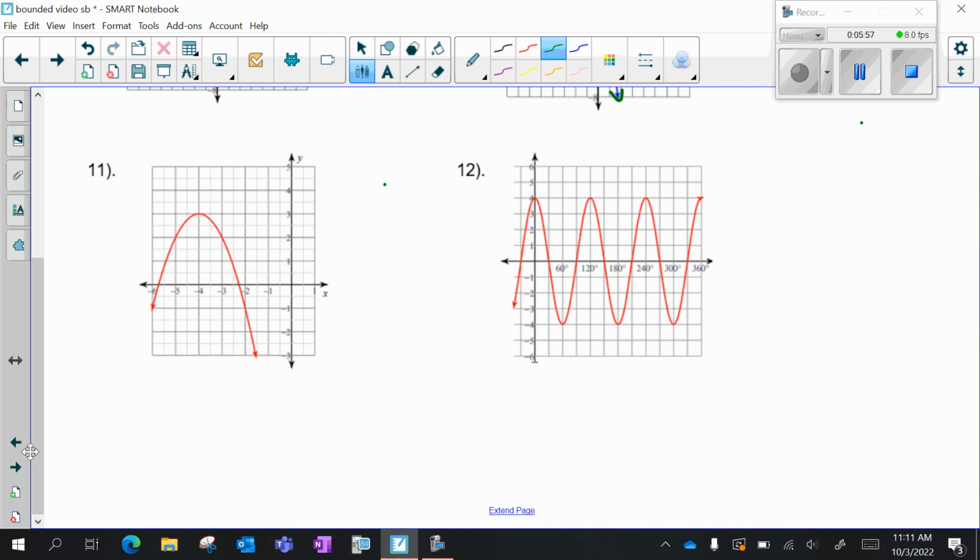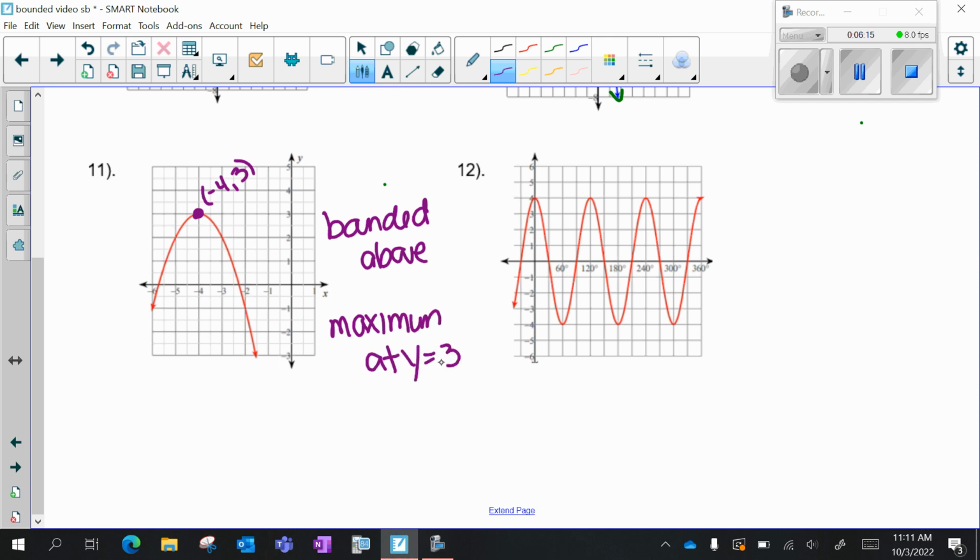11, you should notice there is a maximum value here. Our vertex is at the point -4, 3. So this is bounded above. If they asked for a specific y value, it has a maximum at y equals 3.